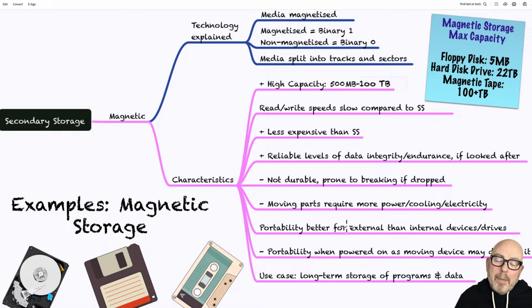Right. Magnetic. First of all, the media is magnetized, and if you magnetize something, it means that you've then got either magnetized or not magnetized, and that's how you end up with ones and zeros.